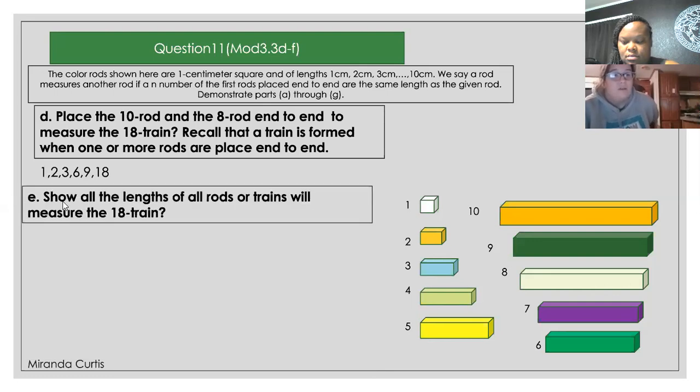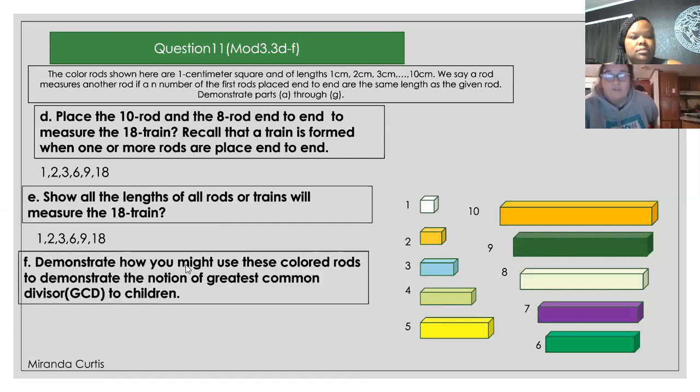So then we're going to go to E. Show all the lengths of all the rods or trains that measure 18. So we know 1 times 18 is going to give us 18. We know 2 times 9, 3 times 6. So again, it's going to give us that. It's going to measure 18.